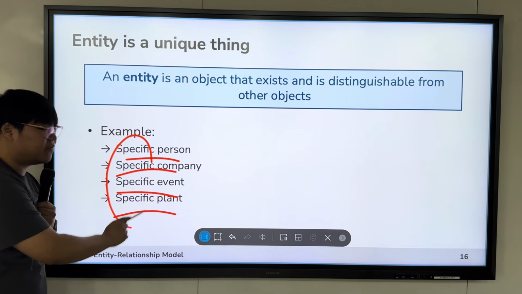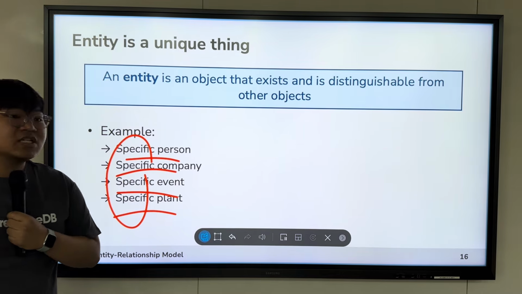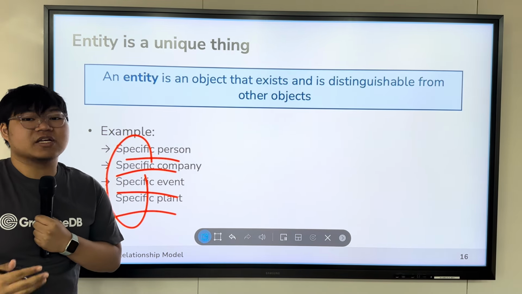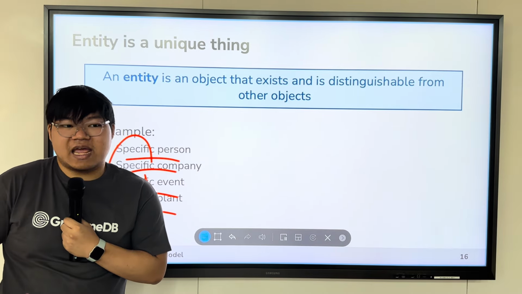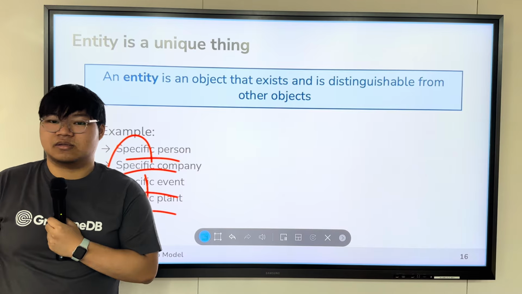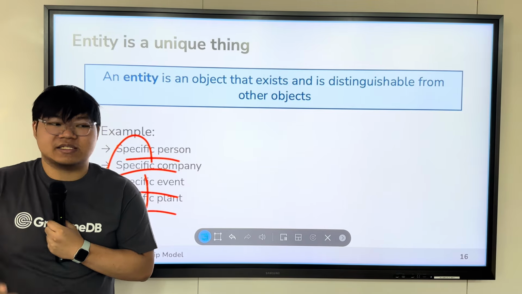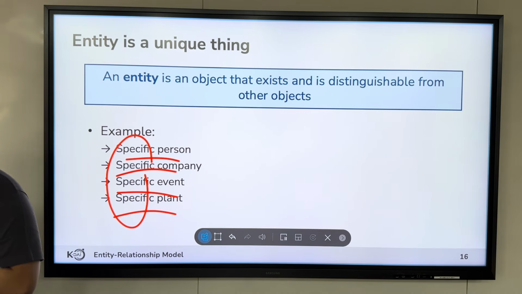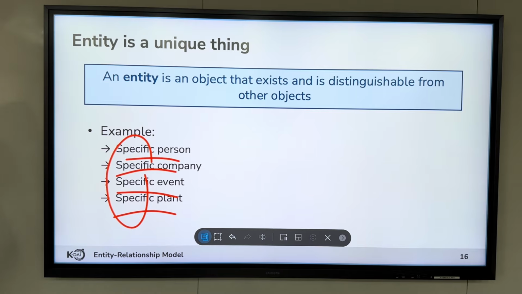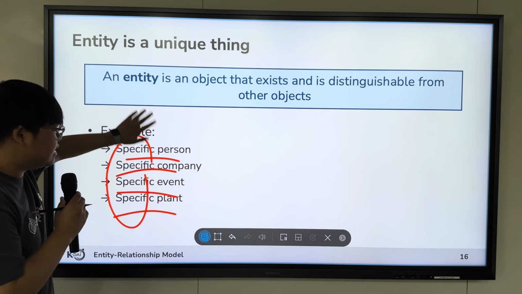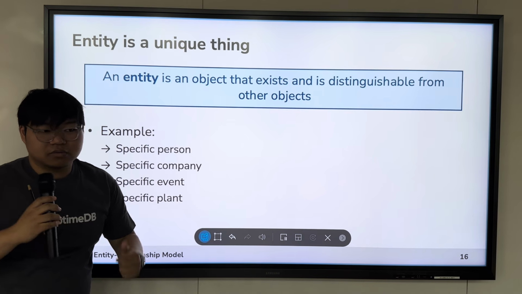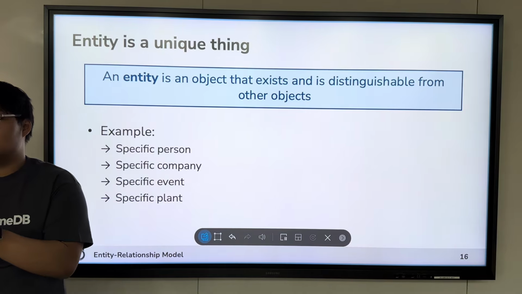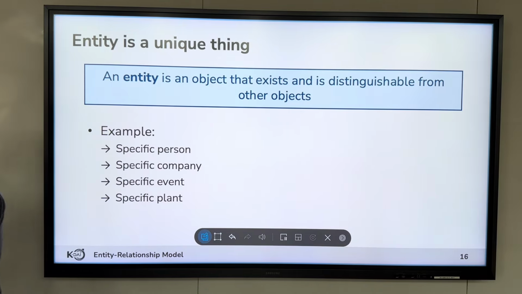See, always specific. A specific group of people is also an entity. This classroom is also an entity. All of us together can also be an entity. It must be something that exists and is distinguishable. This light is also an entity, right? So, do you know what an entity is? Okay?